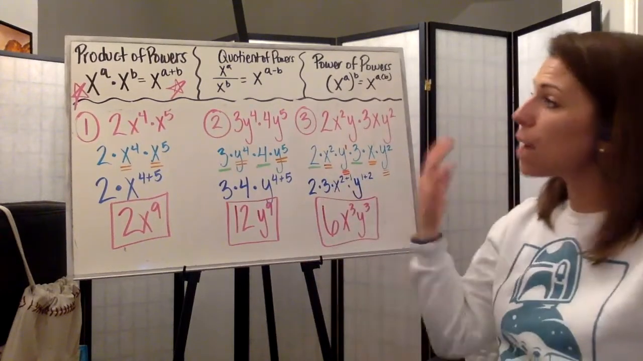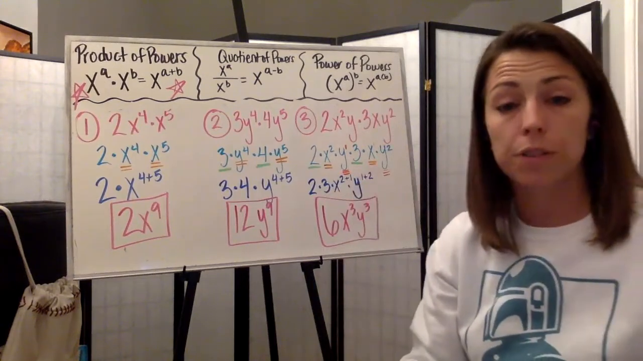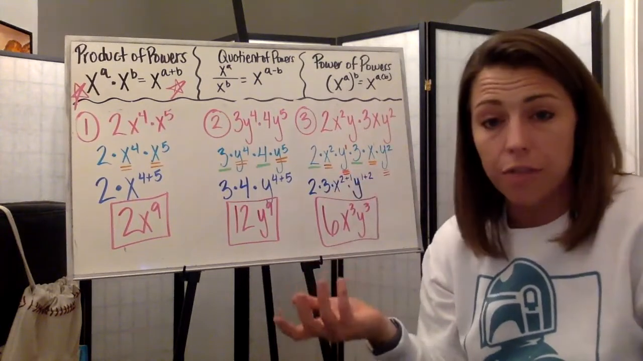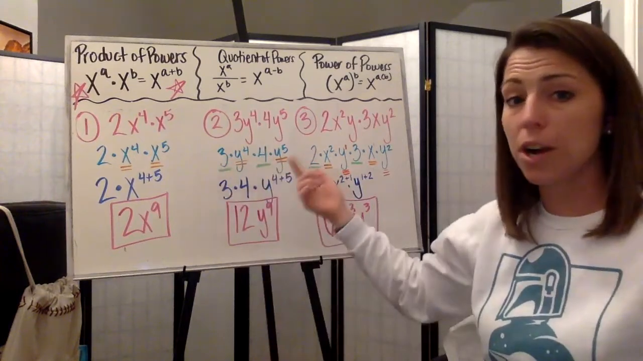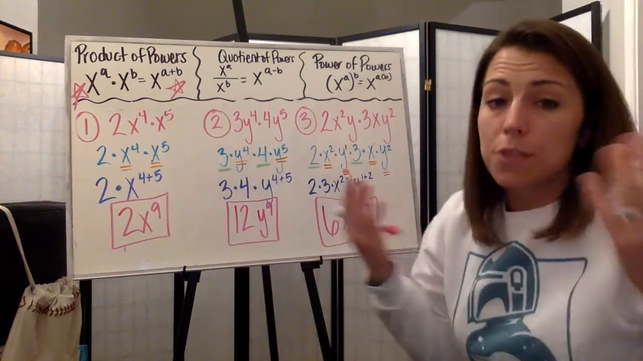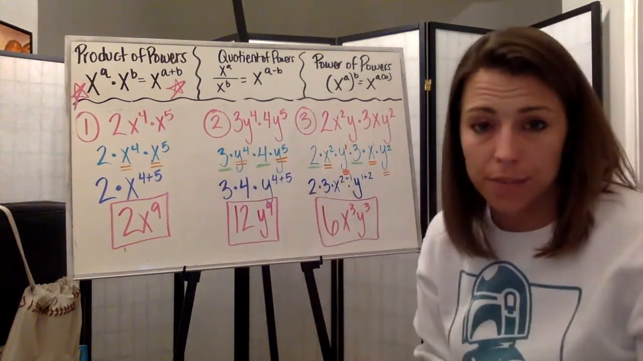Okay, so that's how product of powers works with coefficients. You're just going to treat it like another factor, like more math that you can do. I can multiply 3 times 4 and I can multiply 2 times 3. So if you can do the math, you might as well do it.